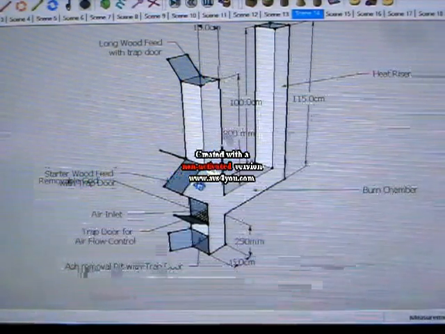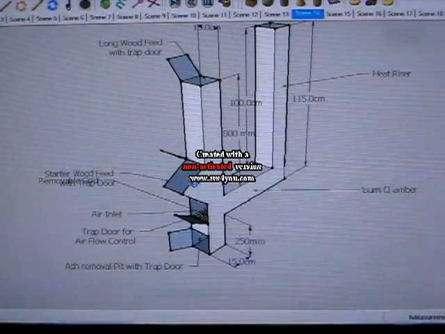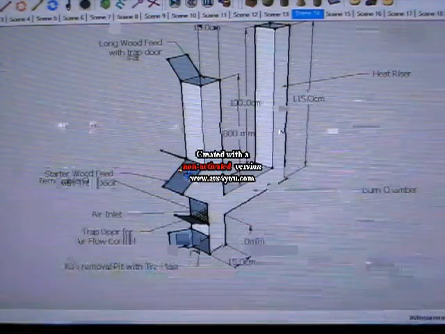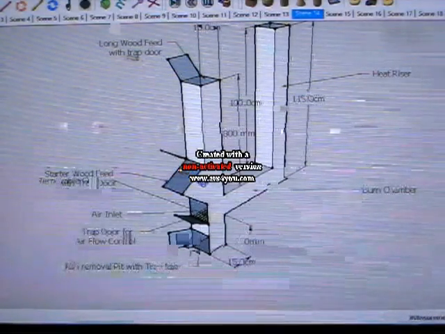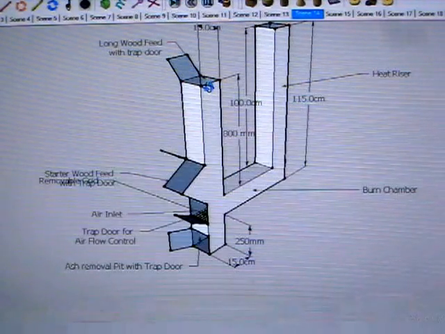So the way I want it to work is to get it started with the shorter wood feed here and put smaller pieces of wood here, and once it gets going and the system is heated up and there's good draft here, then put some longer pieces of wood here. This thing is 80 centimeters long, so you could put like long sticks of wood.